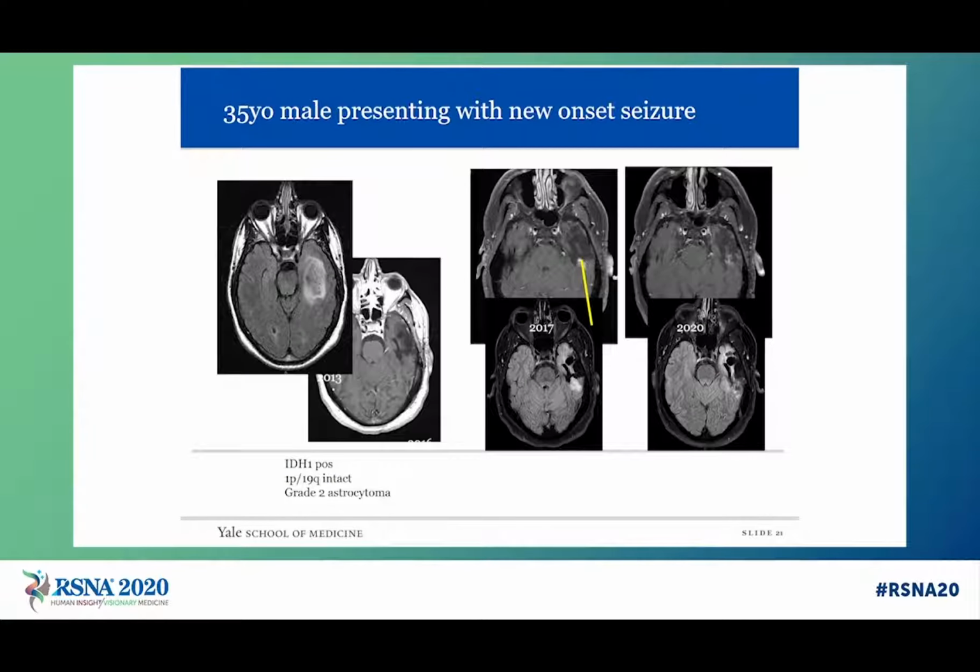This next case shows that we've actually had better outcomes with focal treatment of low-grade gliomas. So this is a 35-year-old gentleman with a low-grade astrocytoma who was initially resected, as you can see, in 2013, and then he recurred at the posterior edge. By using LIT, we were not only able to ablate the FLAIR area of abnormality, but we also were able to avoid reopening the original incision by choosing a more occipital trajectory rather than coming through the original surgical site.